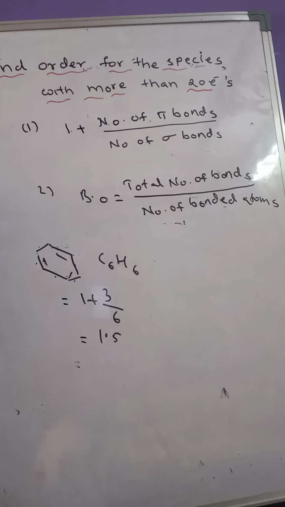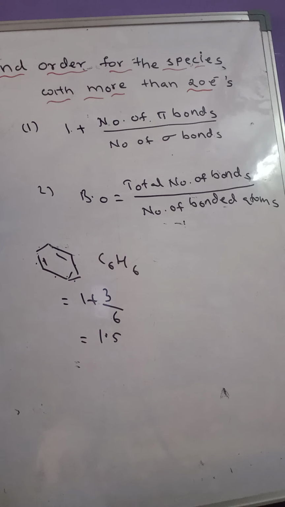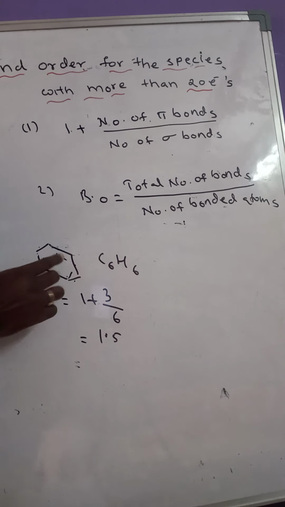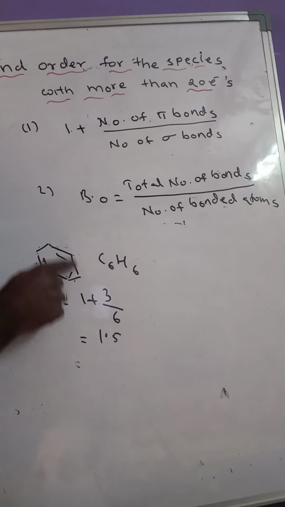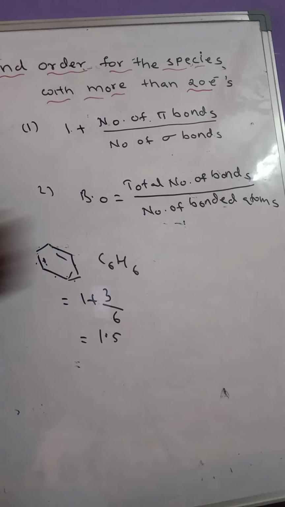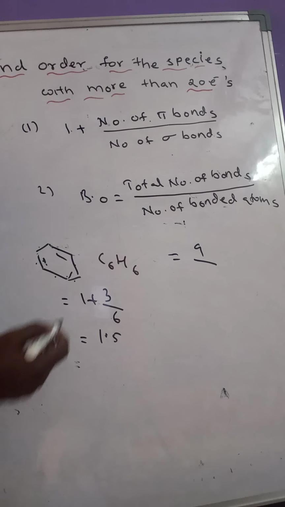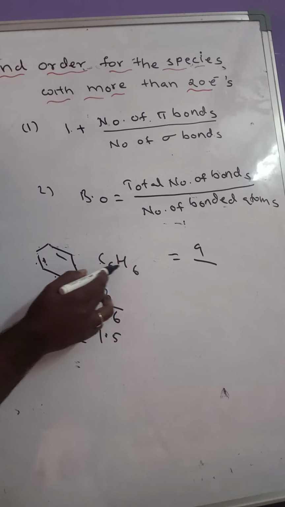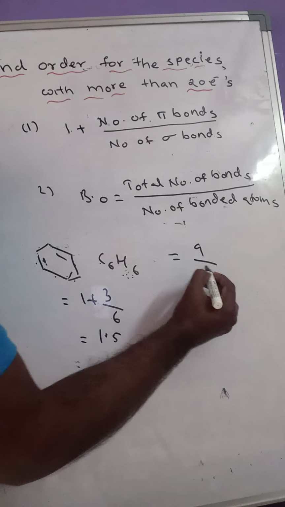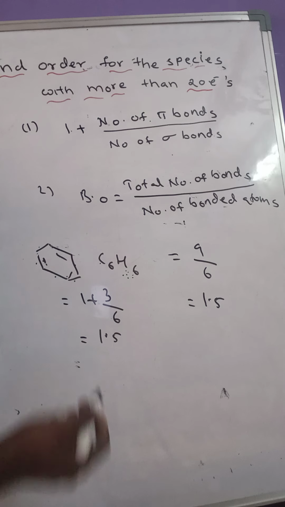Otherwise, another formula. What is the other formula? Total number of bonds by number of bonded atoms. Total number of bonds we only have to consider within the benzene ring, not the CH bonds. So 6 sigma bonds and 3 pi bonds. Total number of bonds is how many? 9. And number of bonded atoms: here carbon is considered as the central atom, therefore the number of bonded atoms is 6. 9 by 6, you are well aware of that, 1.5. As it is, you got the answer here.